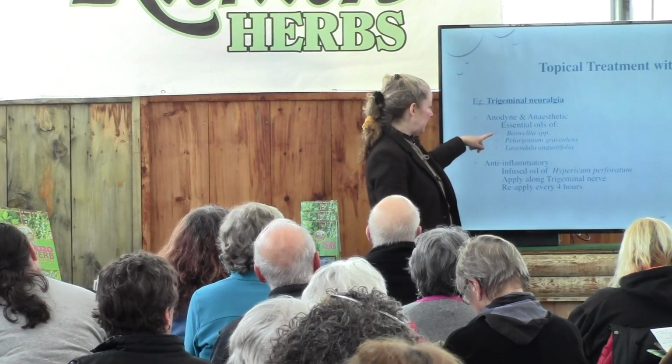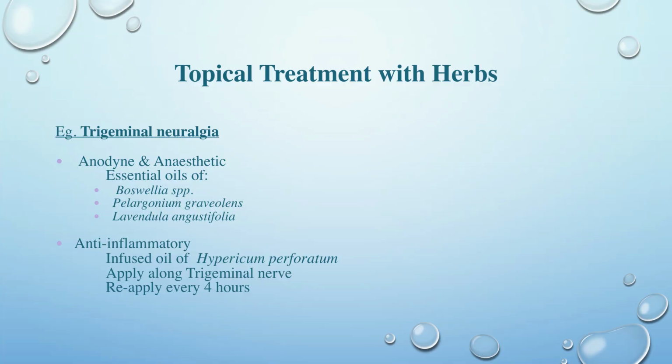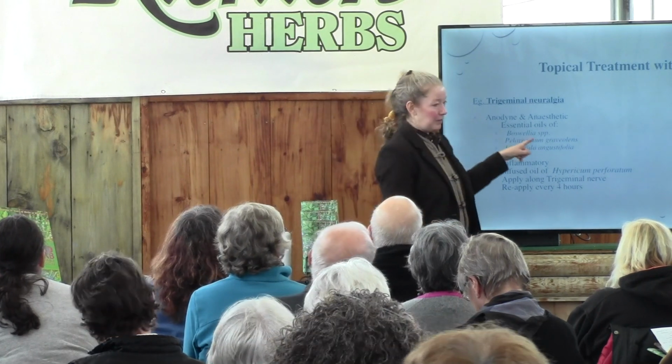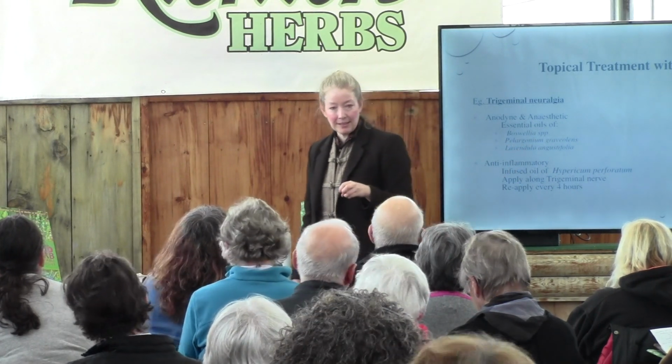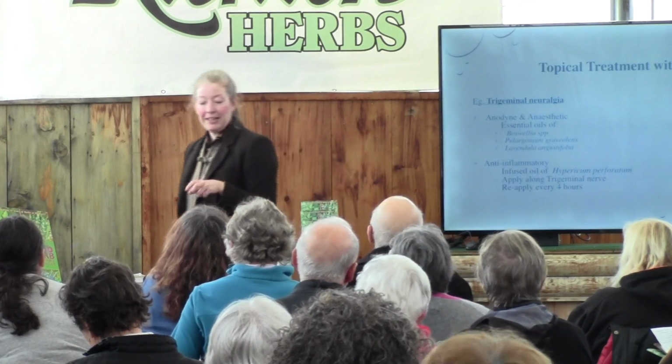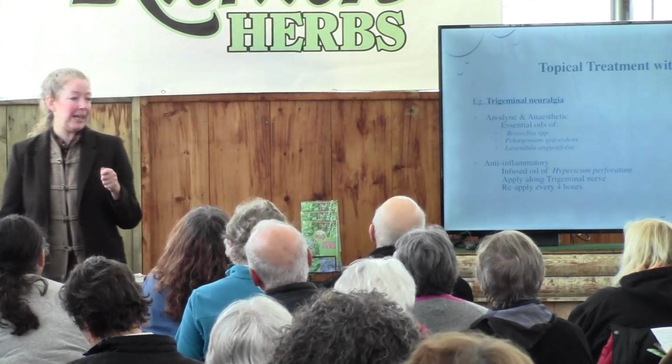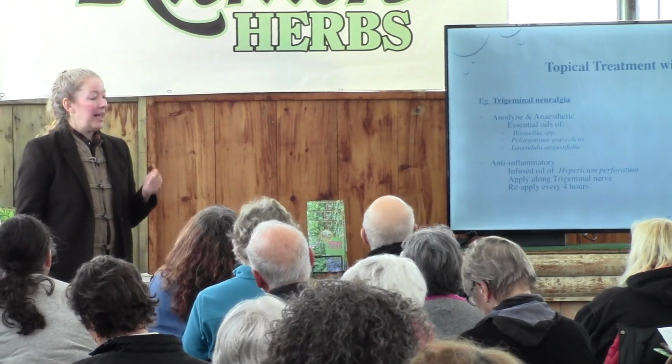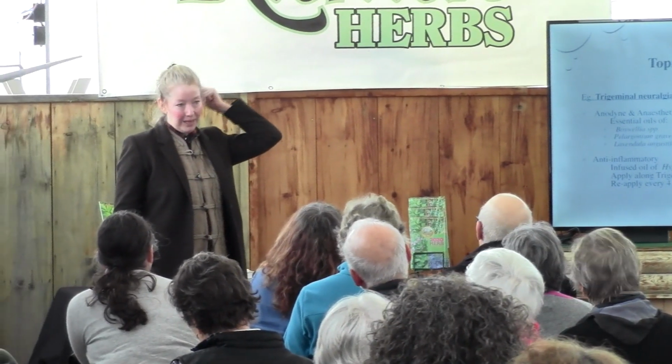We also use boswellia. Pelargonium is geranium, and lavender to help cool the nerves and decrease inflammation. Just a note on boswellia. Boswellia is frankincense, and frankincense is super anti-inflammatory, and it crosses the blood-brain barrier.